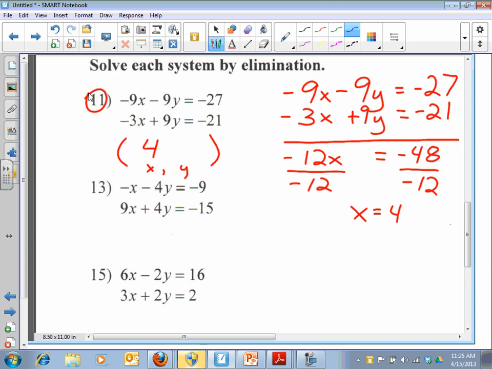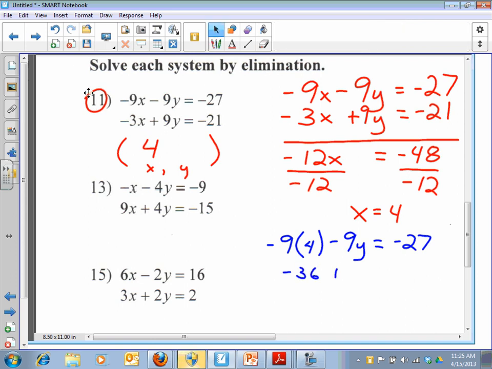I'm going to take the top one, a negative 9, but in place of x I'm going to put a positive 4, minus 9y. All of this equals a negative 27. So I just substituted x with a positive 4. If I continue to solve, I get a negative 36. Oops, minus 9y. And all of this equals a negative 27.